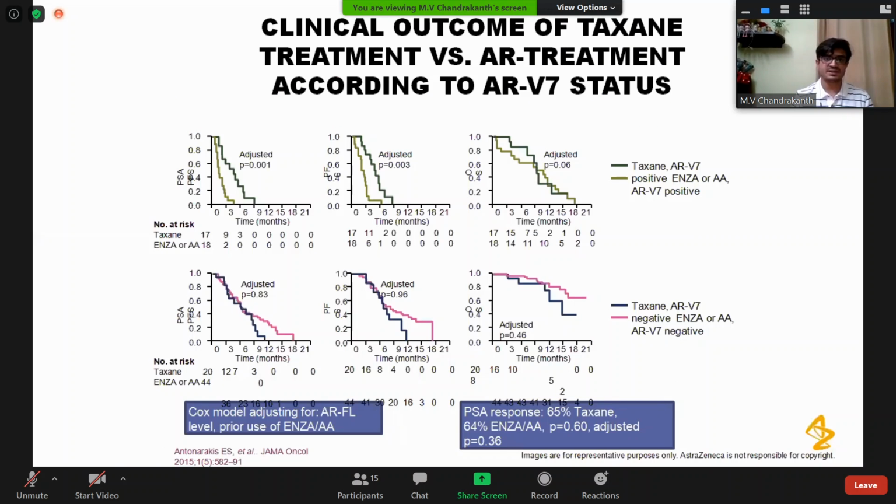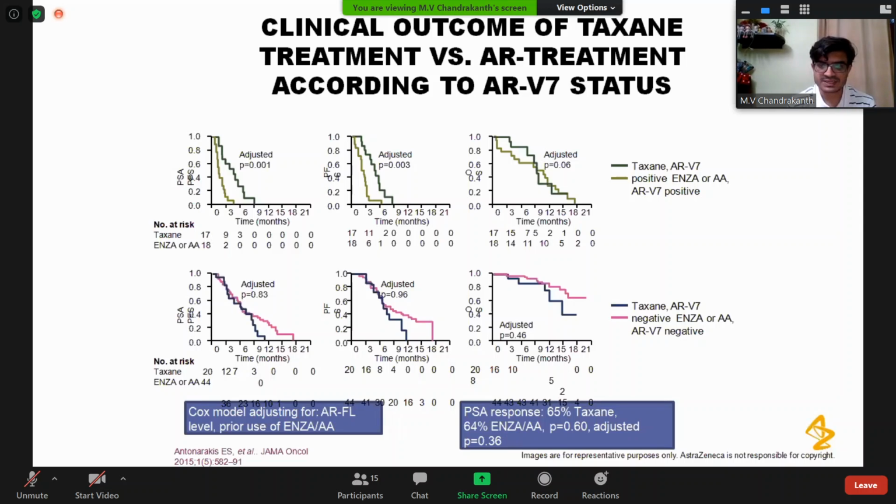So this is the clinical outcome of taxane treatment versus AR treatment as per ARV7 status. Basically, ARV7 is a mutation at the androgen receptor level. So if you have an ARV7 mutation, then endocrine therapy basically doesn't work. ARV7 mutation may be there primarily, where we call it primary androgen resistance, or it can develop over a period of time, or it can be acquired also.